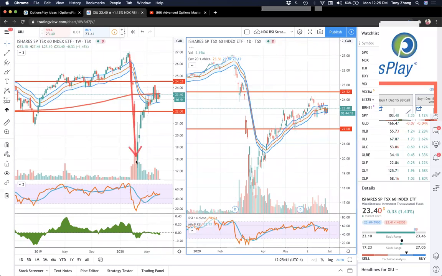XIU, which is the S&P/TSX 60 ETF, has recovered almost 2/3 of the way of the initial sell-off from the February 19th $27 high, which declined all the way down to almost $17, and now we've recovered back to the 23 level. And it's been consolidating inside of this range for the past few weeks or so. For quite some time, it consolidated inside this particular range, started to break out, and now has consolidated back into this range. So you have a bit of a triangle now that's been forming here, this consolidation range.